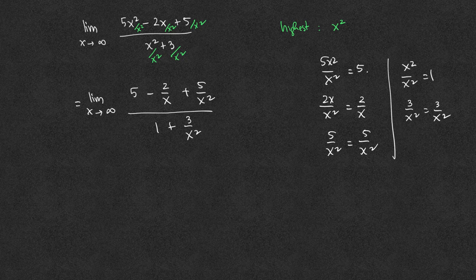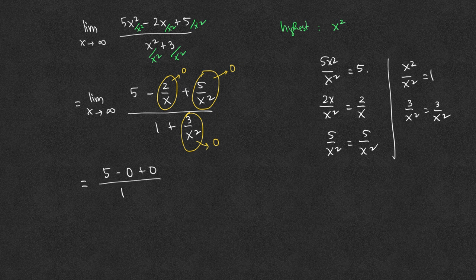And then we examine each of the terms. As x goes to infinity, meaning x is a very large number, 5 over x squared goes to 0 because x squared is a very large number, and 5 over a very large number is 0. Similarly, as x goes to infinity, 2 over infinity goes to 0. 3 over x squared goes to 0. And so we end up with 5 minus 0 plus 0 over 1 plus 0, which is 5.